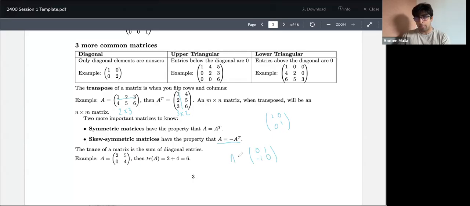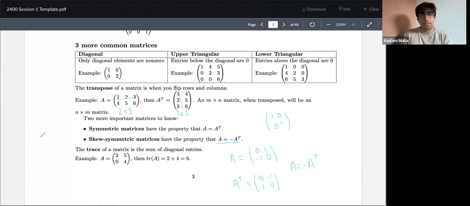Because if this is A, let's take A transpose. What we do is we take each row, 0, 1, and write it as a column. And each row, negative 1, 0, and write it as a column. And you can see that A and A transpose are negatives of each other. So you negate every single element. And so we see that A equals negative A transpose.